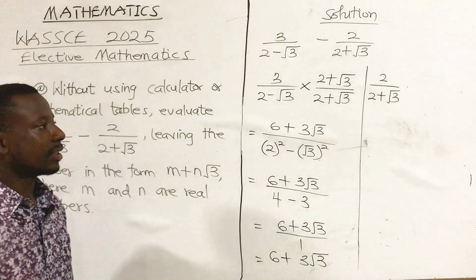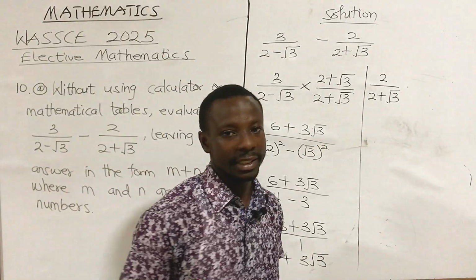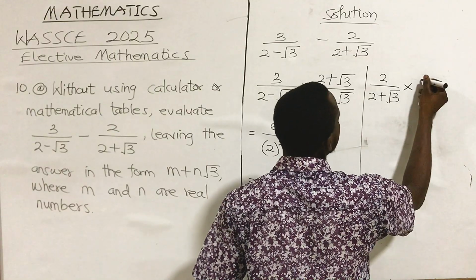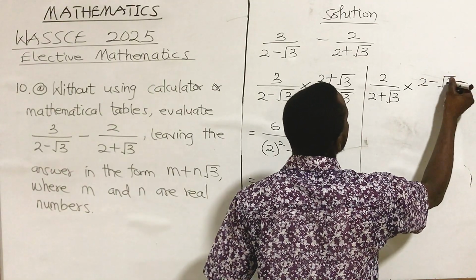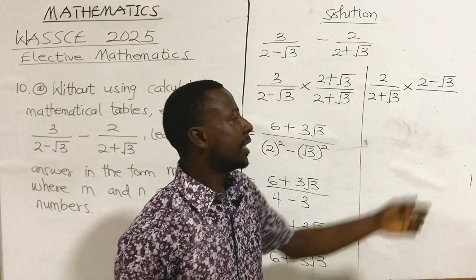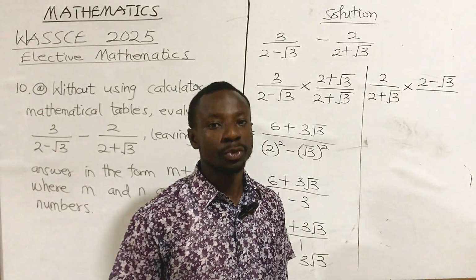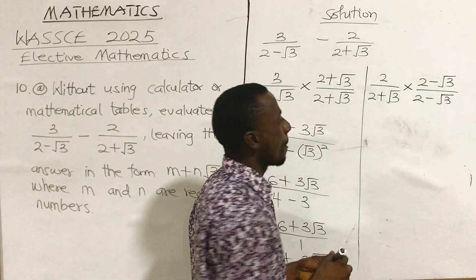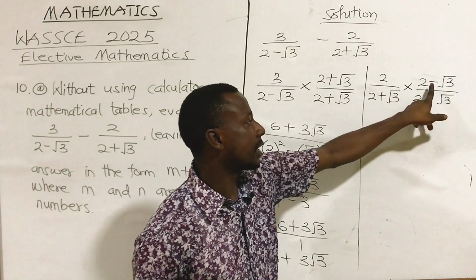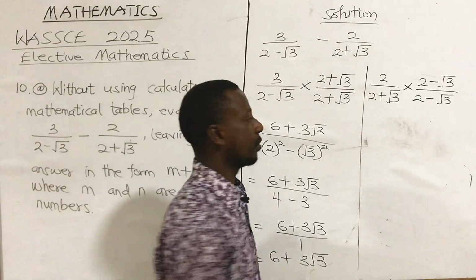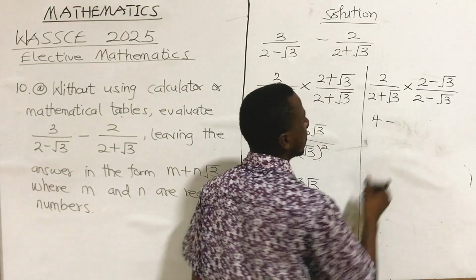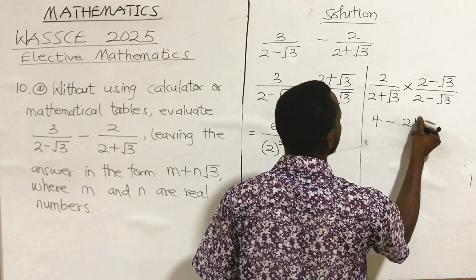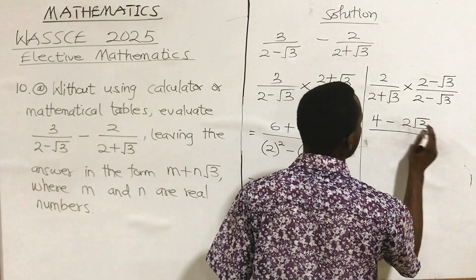Now at this point, we are still going to rationalize. In rationalizing, we are going to multiply the numerator by 2 minus root 3, all over the denominator also by 2 minus root 3. So from here, 2 times 2, we are going to get 4 minus 2 times root 3, we have 2 root 3, all over.